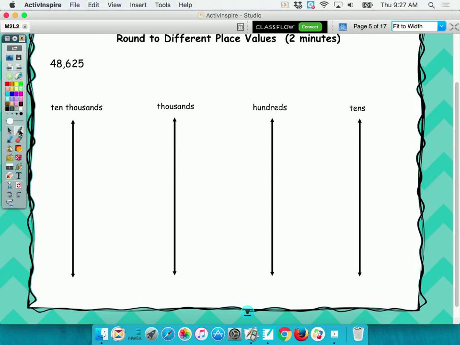Okay, so in order to round to the nearest 10,000, I have to look at the digit in the 10,000s place, but I'm going to circle the digit to the right of it. So that tells me that I have 4 10,000s. What number is that? 40,000. What comes after 4 10,000s? 5 10,000s. So what number is that? 50,000.